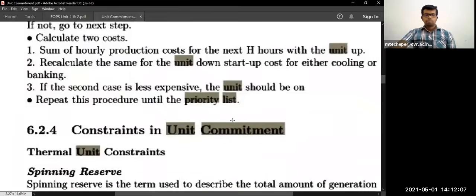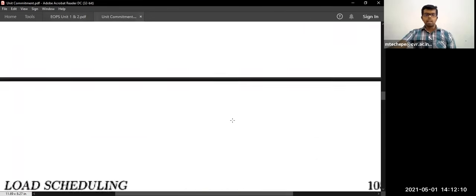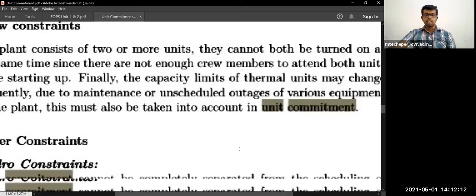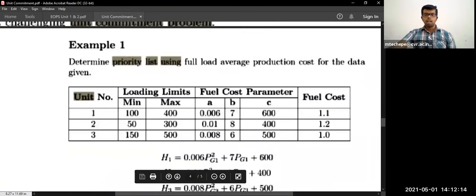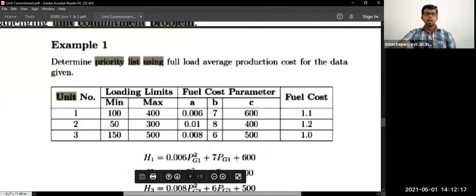Coming to the problem, I think we have already discussed the constraints. So straight away we are going for solving the problem.